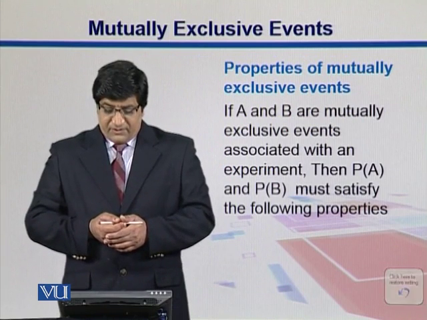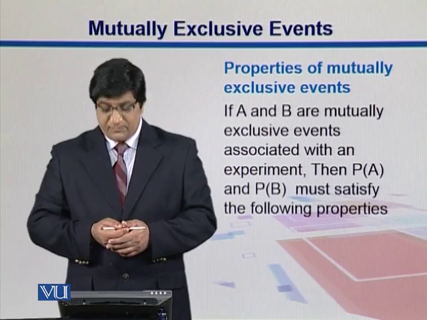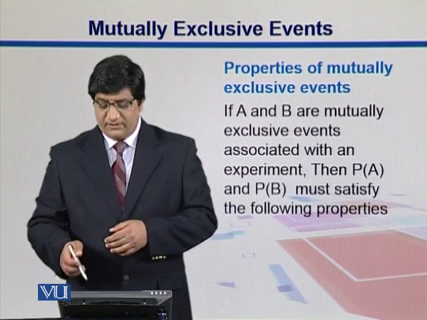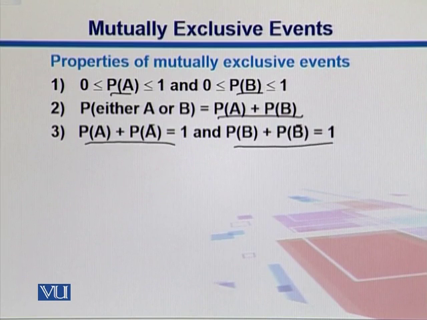If A and B are mutually exclusive events associated with an experiment, then they must satisfy the following properties. Let's see the properties of these mutually exclusive events. Their probabilities range from 0 to 1, for A as well as for B. The probability of either A or B is simply the sum of their individual probabilities, and their complements too if we put them in the equation. The probability of an event and its complement equals 1, and this is true for both of them.